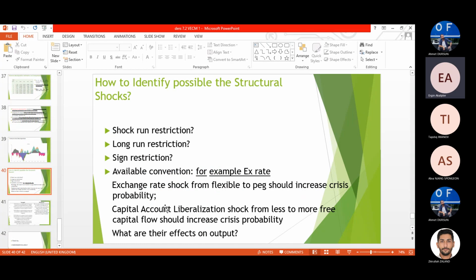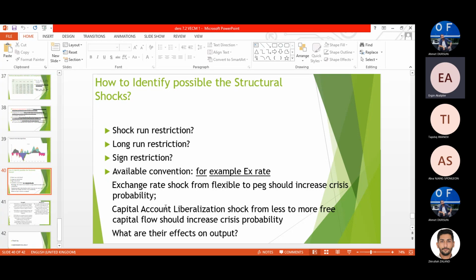How to identify possible structural shocks. As you see, structural breaks and structural shocks also become a problem in the estimations, and we are questioning them only briefly because this is not our subject, but just to bring it to your attention, shocks in the vector error correction are important for the long-run restrictions. The sign is also important for these estimations.